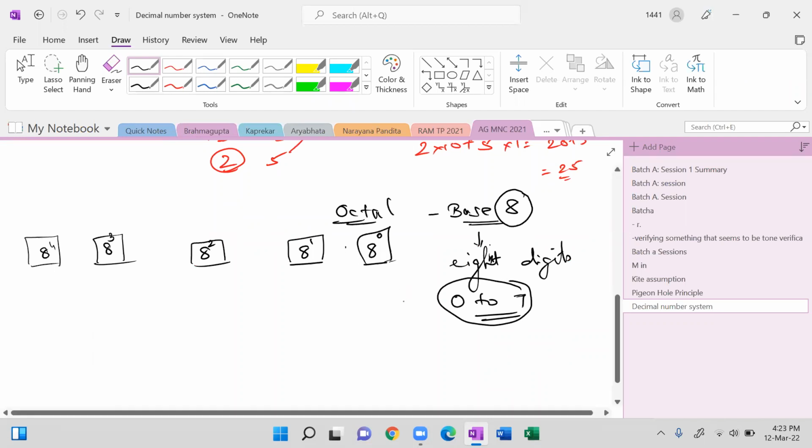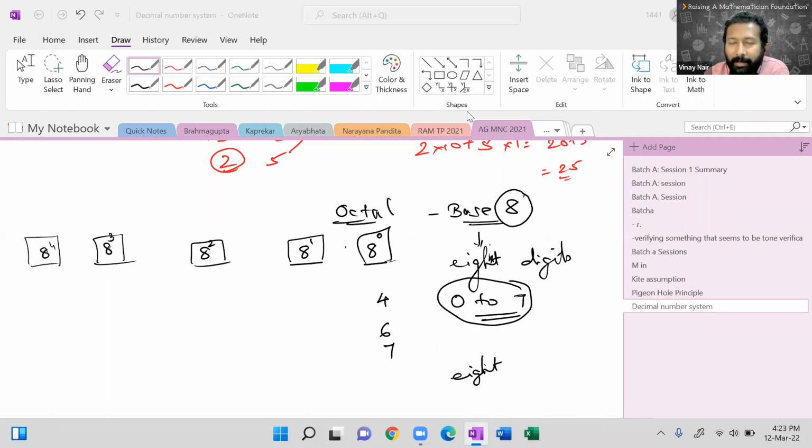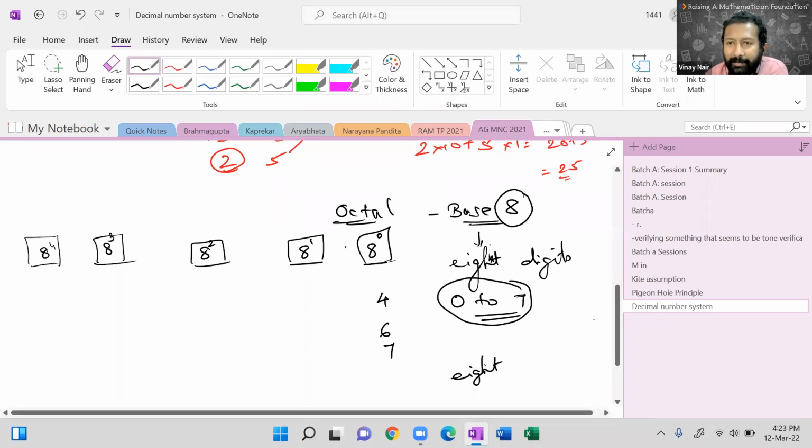Yes. So for the number 4, I can just use a digit 4. For the number 6, I can use a digit 6. For the number 7, I can use a digit 7. How do you think I will represent the number 8 in this octal system or base 8 system, Kritinaya?